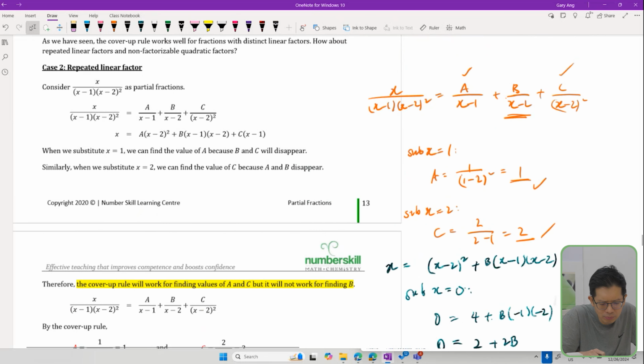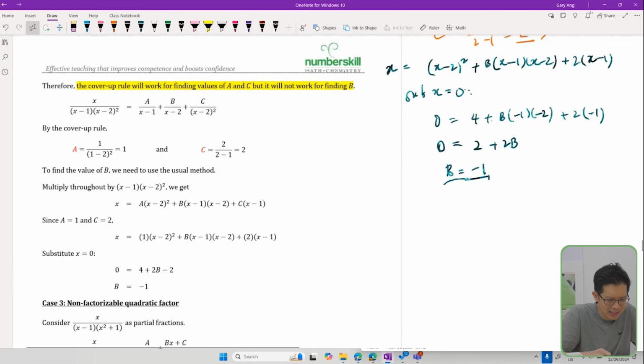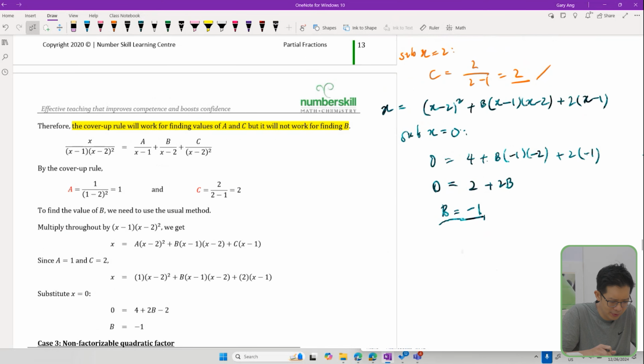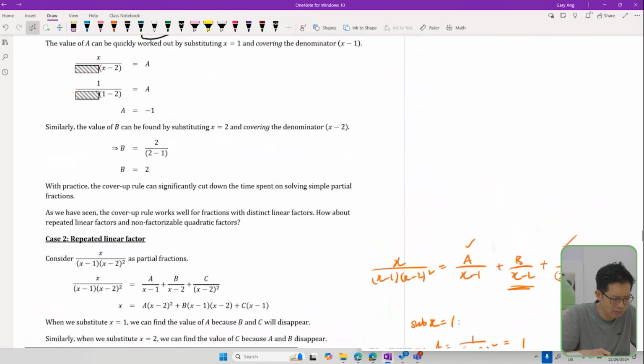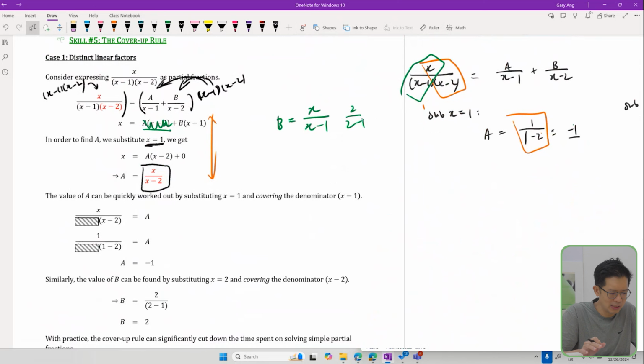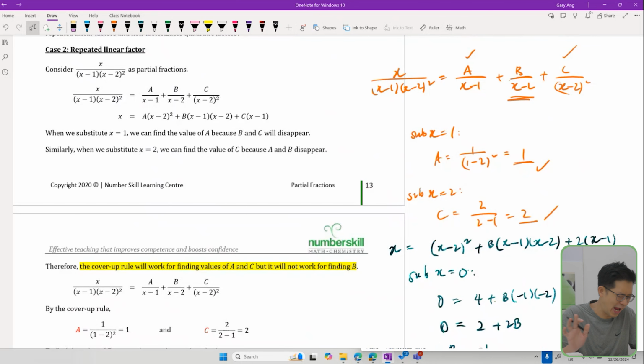Wow, how come I substitute x equal to 2, it works for c, but it doesn't work for b and stuff like that. Alright, so of course this takes a bit of effort to try to understand. So much so that some teachers I heard of, when they teach carve-out rule, they told the students that it only works for linear factor, only this kind of fractions. So anything beyond this, like repeated factor, nah, it's not going to work.